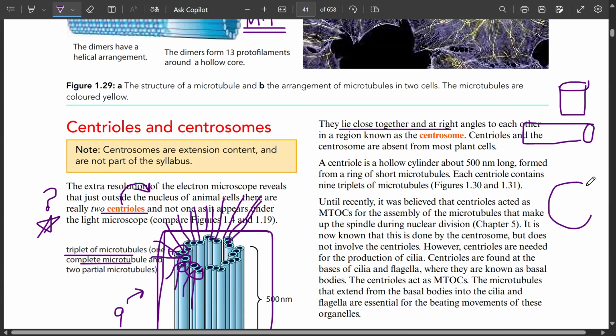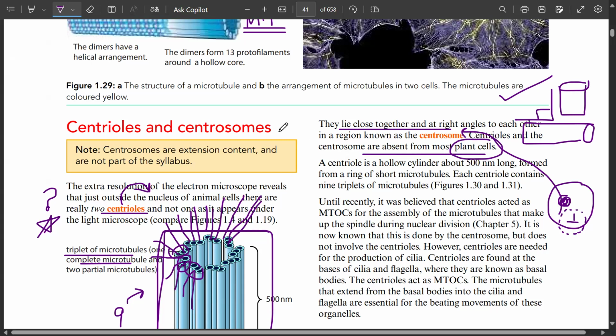If you look at a cell in a microscope, this is a nucleus, and the centriole would be right over here somewhere. Two centrioles would always be pointing at a 90-degree angle. And there's a very good specific reason for that, that we'll do in your cell division chapter. Now, this whole region is known as what? The centrosome. Centrioles and centrosomes are absent from most plant cells.